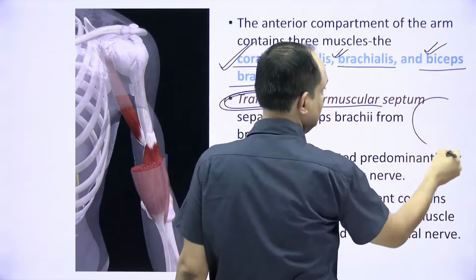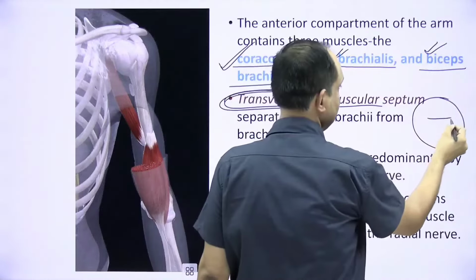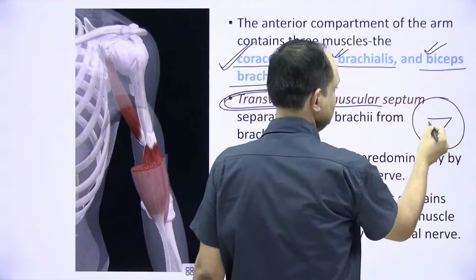This is the circumference of the arm. In the arm you have this bone, known as the humerus. Here you have the lateral and here the medial intermuscular septa. Now in the anterior compartment you have one more horizontally placed septum, or you can say transverse septa. With the help of this transverse septa, the anterior compartment is further divided into a superficial and a deep part.